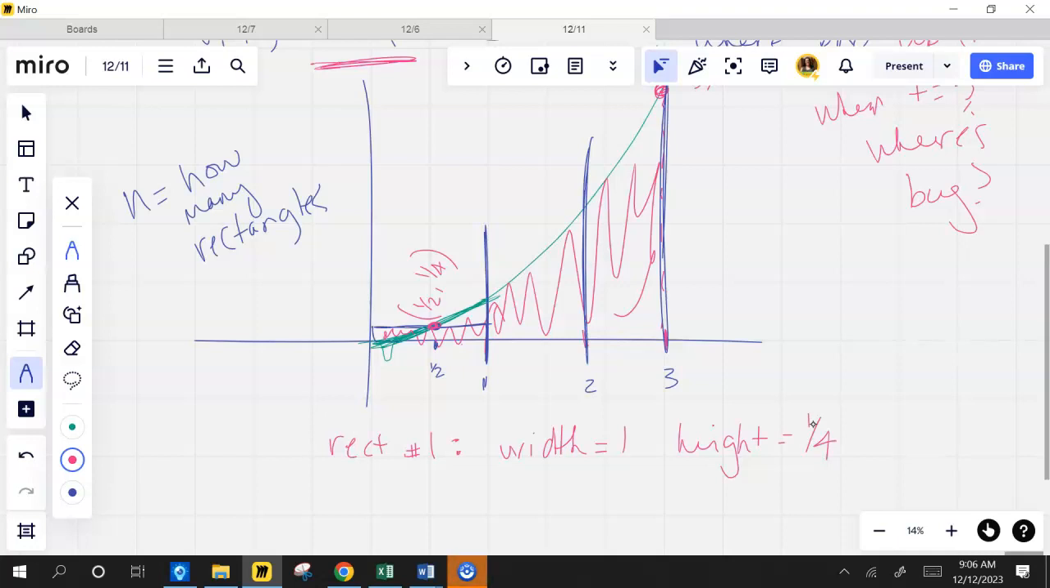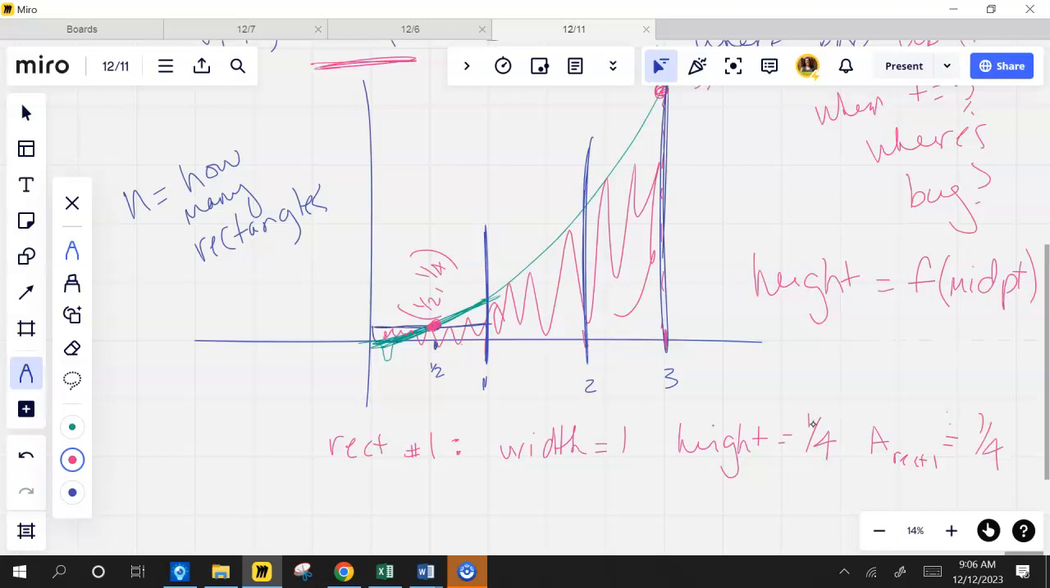The height is coming in on the curve itself. So every height is going to be f of the midpoint. And f is x squared, because I'm actually going to be on that curve, right? I messed y'all up because I just wrote 1/2 to start with. Okay. So the area of rectangle number 1 would be what? 1/4, because it's 1 times 1/4.